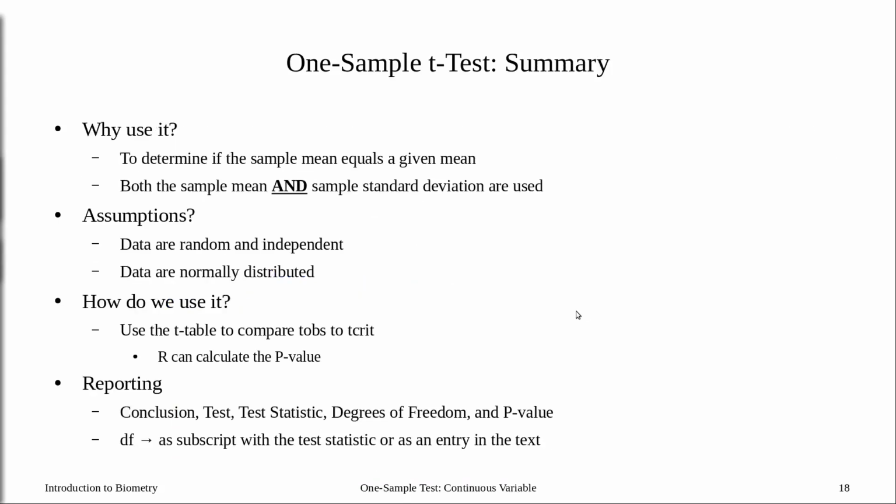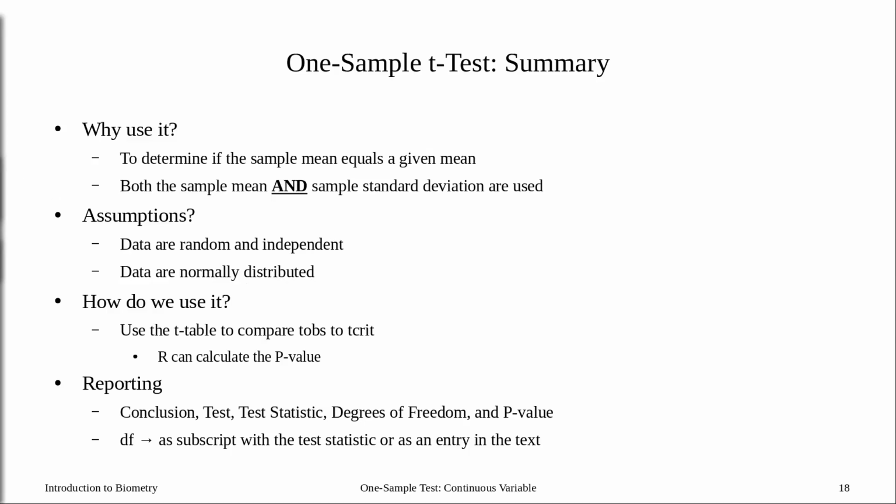So the summary for the one sample t-test. We use it to determine if our sample mean equals a given mean. And when we're testing this, we have both the sample mean and the sample standard deviation. Our assumptions of this test are that data are random and independent, and our data are normally distributed. Now we can't test this when we do it by hand, so the problems will state something like assume all assumptions are met or assume data are normally distributed. When we work with vectors, we'll check this assumption.